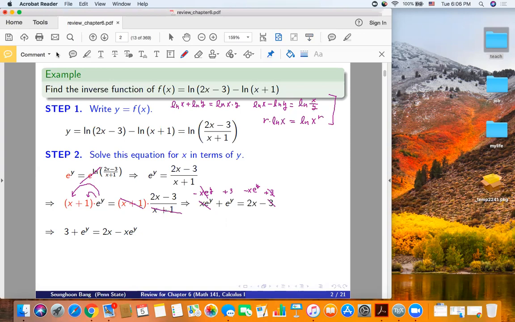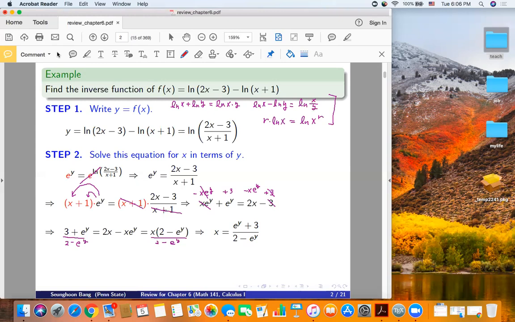The next, the right hand side has common factor x. You factor out x. The next one, you have to divide the both sides by 2 minus e to the y. So you have to divide the both sides by 2 minus e to the y. You can divide the both sides. 2 minus e to the y. Like this. So we have this one. It's like a step 2.